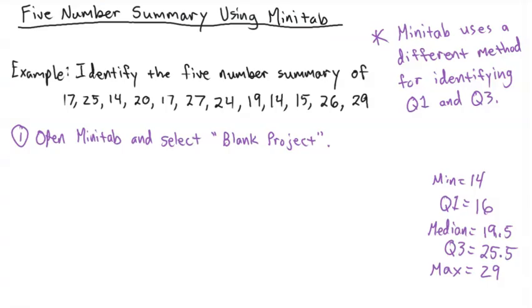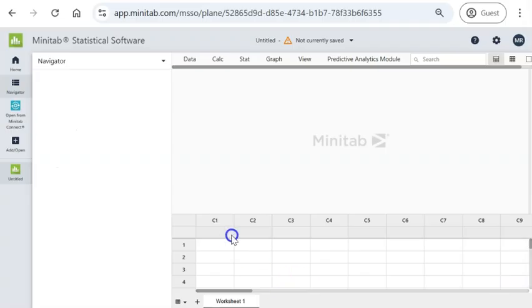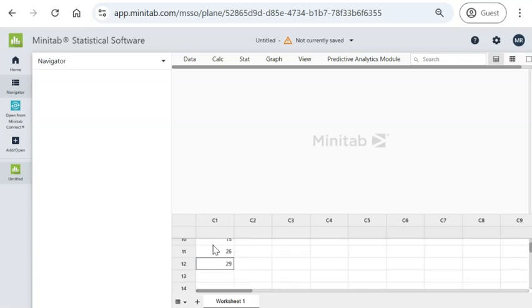Okay. The next step, we're going to choose a column and enter the data without ordering it. We never have to order data, put data smallest to largest in Minitab, because Minitab will do it for us while it's crunching all the numbers. Okay, so let's go ahead and enter all these data points into Minitab under C1. Okay, we've entered all of our data points.